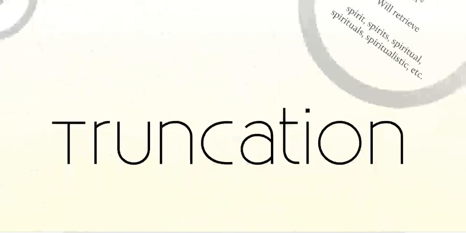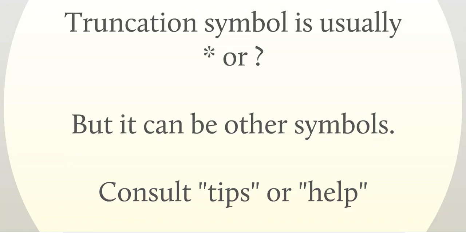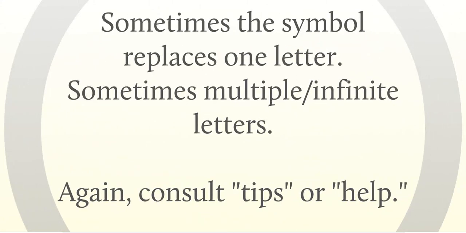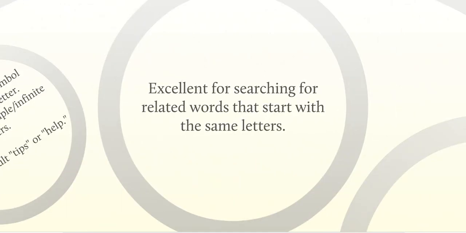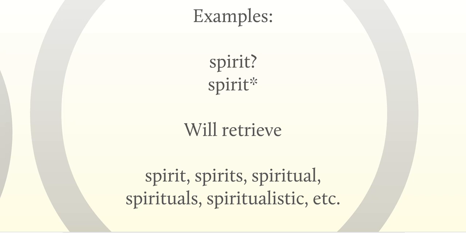Truncation and wildcard are two more important tools. So let's look at truncation. The truncation symbol in most databases is usually a star or a question mark, but it can be other symbols. Again, consult the tips or help page to determine which one the database expects. Sometimes the symbol replaces one letter, sometimes it replaces multiple or even infinite letters. So again, you'll want to look at the tips or help page to determine what the database is going to do. This is excellent for searching for related words that start with the same letters. So for example, entering in spirit with a question mark or star will retrieve spirit, spirits, spiritual, etc.